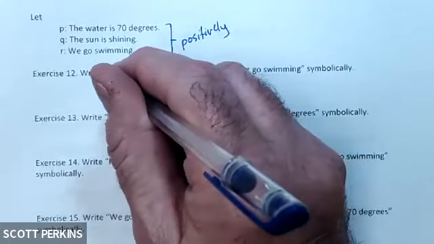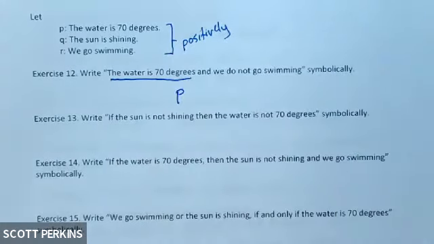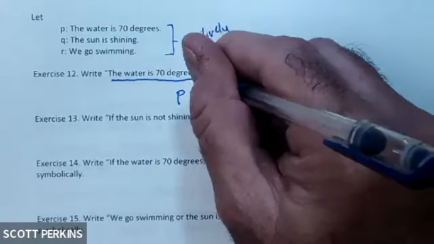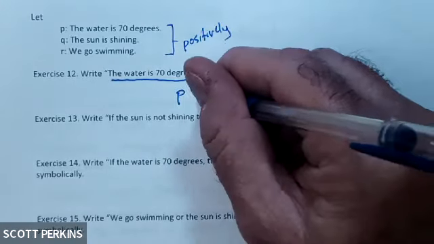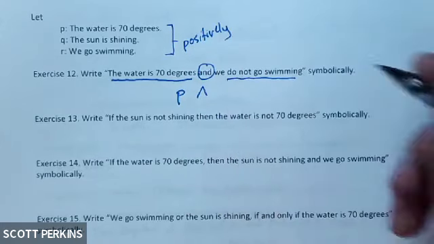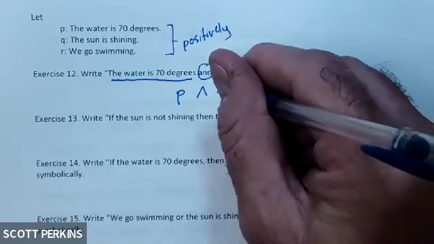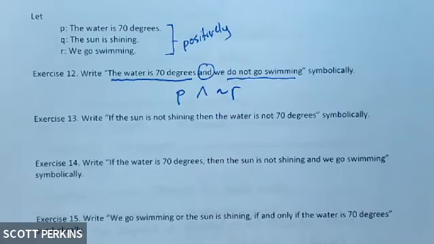It starts off saying the water is 70 degrees. So that is simply statement P right there. Then I've got the word and, which means the conjunction, so I'll put a caret right there. And then we do not go swimming. Statement R is we go swimming, so what do I have to put in front of statement R? A squiggly, so it's squiggly R. And there you go, you've written that statement symbolically. Great job. Same thing with exercise 13.